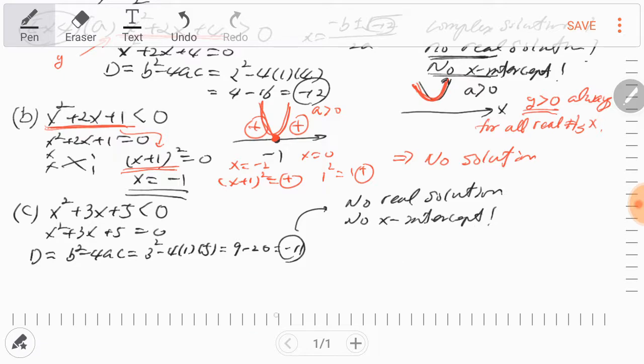So this means no x-intercept. And since the leading coefficient is greater than 0, the graph looks like this, concave up. So on the number line, there's no x-intercept, and it looks concave up, like this.